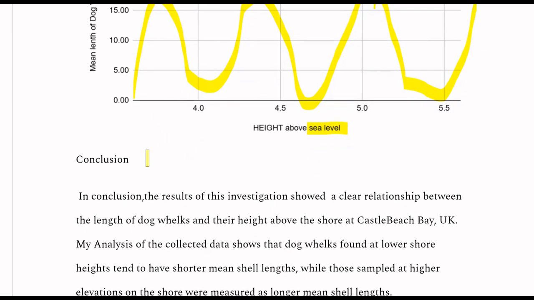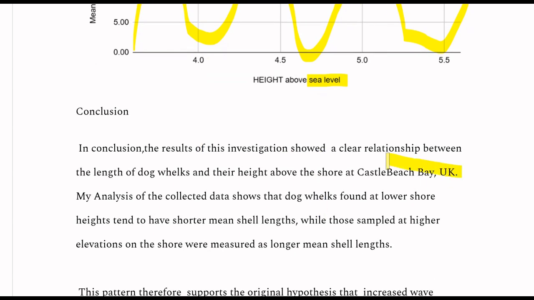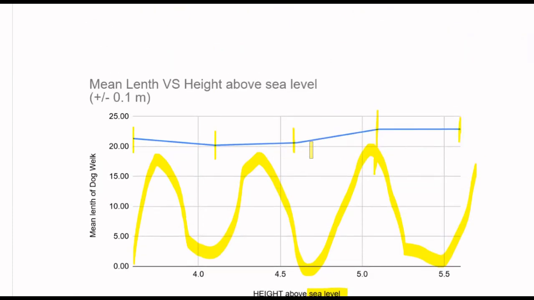Now, before you make a conclusion, you need an analytical statistic to back up your conclusion. In this case, I'd suggest a one-way ANOVA, either done in Microsoft Excel if you have it, or use the Social Sciences Statistics website to carry it out. It will give you a number, because I don't agree with your conclusion here. A clear relationship between the length of the dog wells and their height above the shore at the stated beach. I don't see a clear increasing trend here.